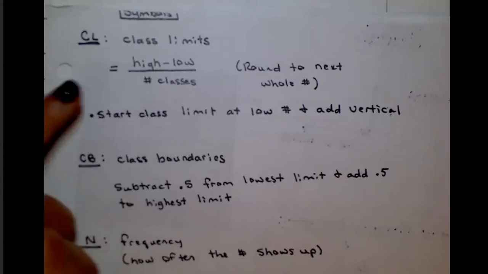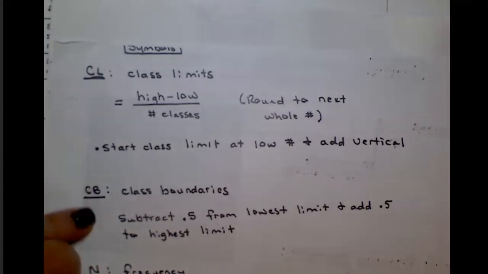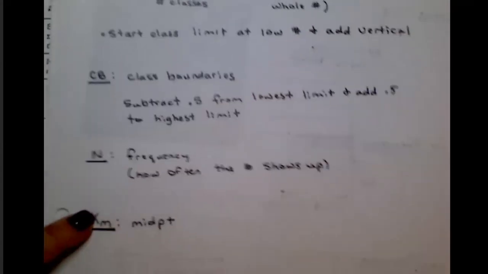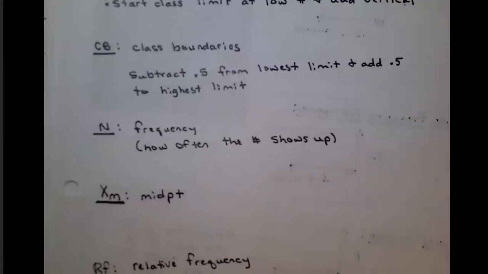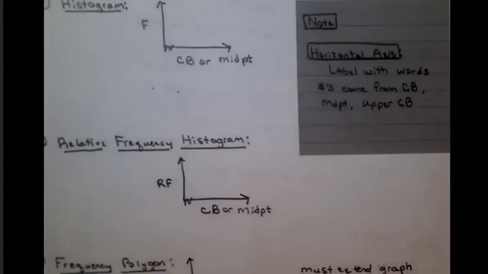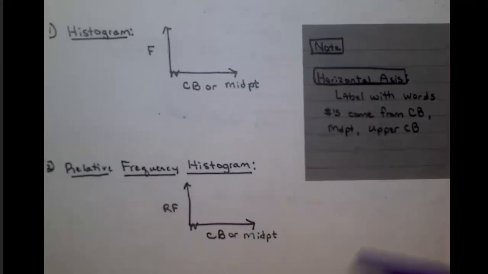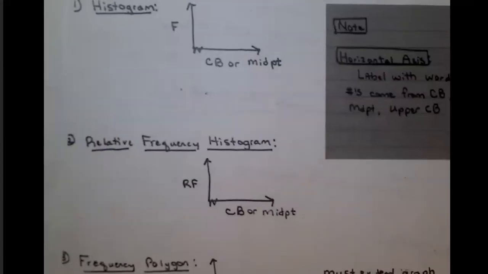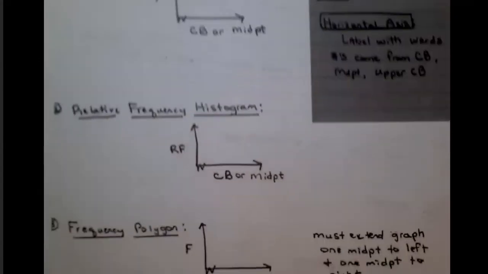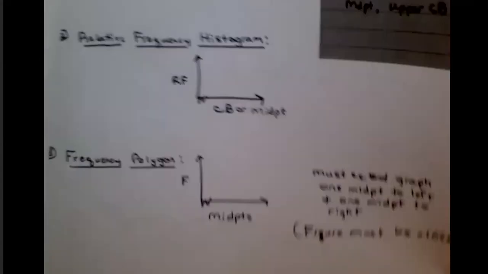But I put down some things here like CL for class limits and how to figure all that out, and CB class boundaries, frequency, and some of the symbols and things that you'll see in stats to know what it's asking for. So I thought that might help. On the back of this, also from the past test, I also attached the graphs kind of to show you what those were called. So your histograms with your bar graphs, your relative frequency bar graphs, your polygons, and those kinds of things, and your ogives.